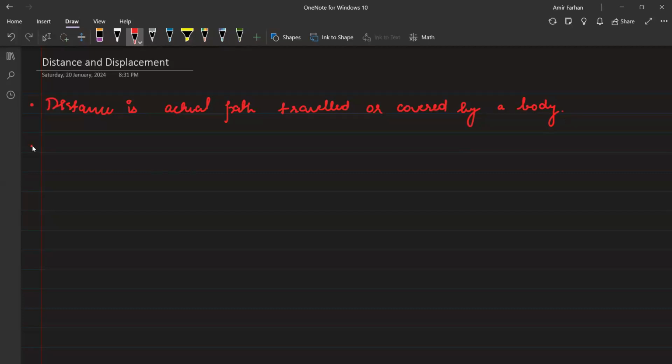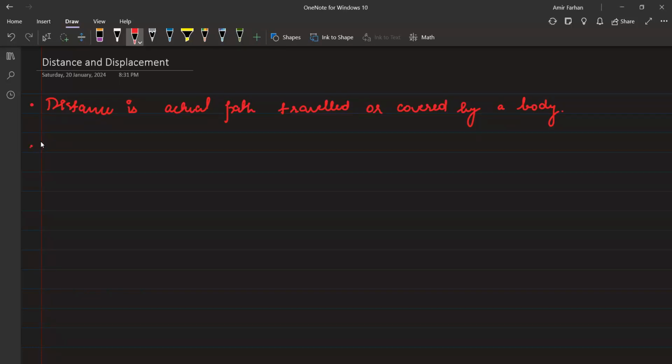Next is displacement. Displacement is the distance between where the object started and where it ends up. Basically, displacement is the distance between the initial and the final point.